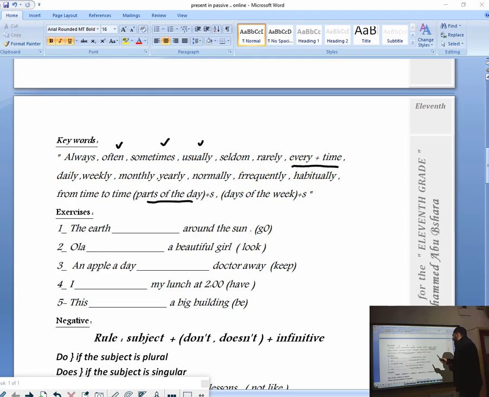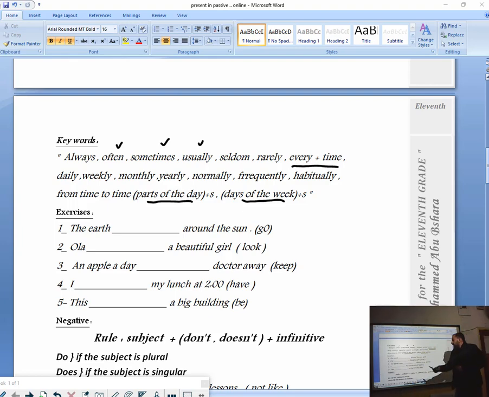Days of the week plus s. We'll take an example. For example, I go to the mosque on Fridays. On Fridays means that I go to the mosque every Friday, and I repeat it every Friday. Now we have some exercises about the present simple.